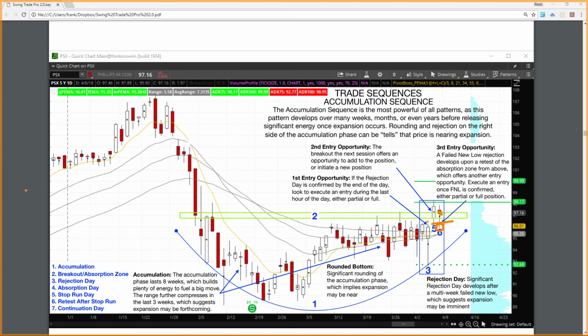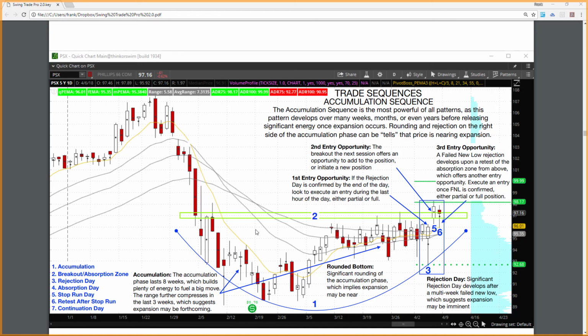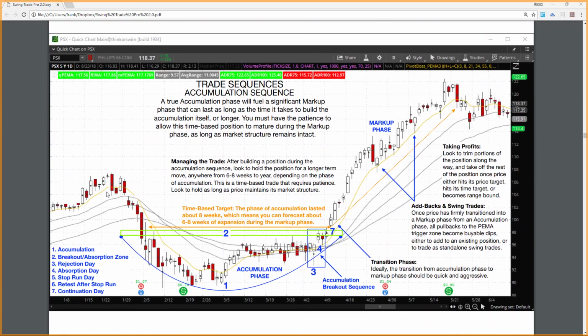So again, many different factors here to look at with regards to an accumulation sequence. Again, the accumulation sequence is one of the most powerful patterns that you'll come across, and this pattern develops over many weeks, months, and sometimes even years before releasing significant energy once expansion occurs. Rounding and rejection on the right side of the accumulation phase can be tells that price is nearing expansion. Let's fast forward to the next chart here.